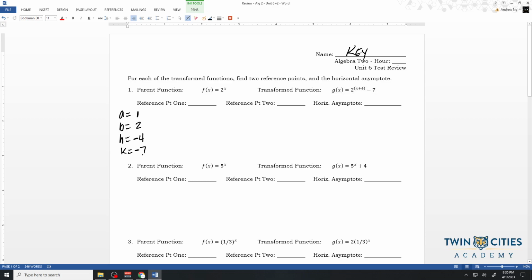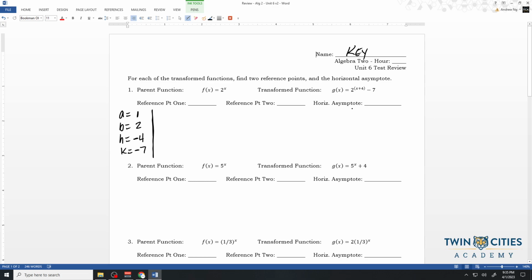But if h or k are not there, notice h is what's, again, being subtracted from x, and k is what is added or subtracted at the very end. If neither of those are there, or each of them isn't there, they are 0, because they're being added or subtracted, versus a is being multiplied. All right, now that I have these, I can go ahead and find what reference point 1, reference point 2, and the horizontal asymptote are.